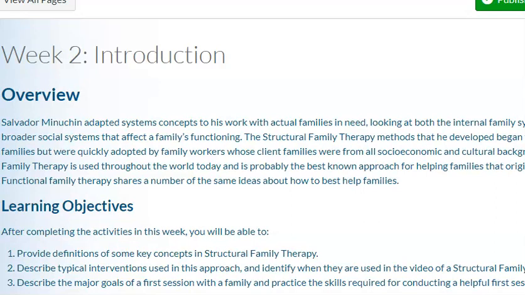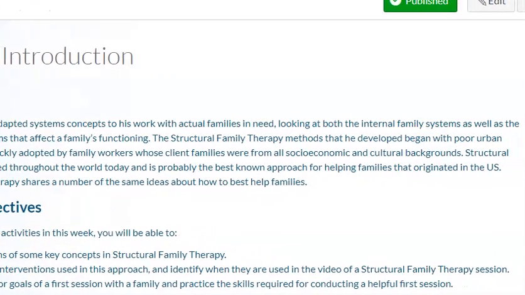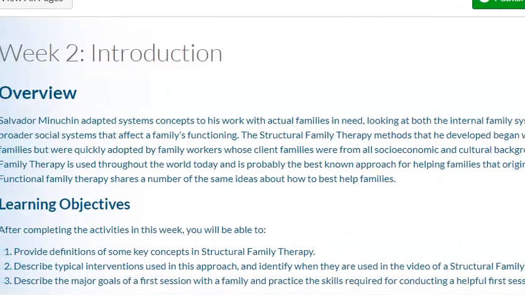The founder of this system was Salvador Minuchin, who is originally from Argentina and worked for a number of years at the Philadelphia Child Guidance Clinic. Salvador Minuchin adapted systems concepts to his work with actual families in need, looking at both the internal family system as well as the broader social systems that impact a family's functioning.